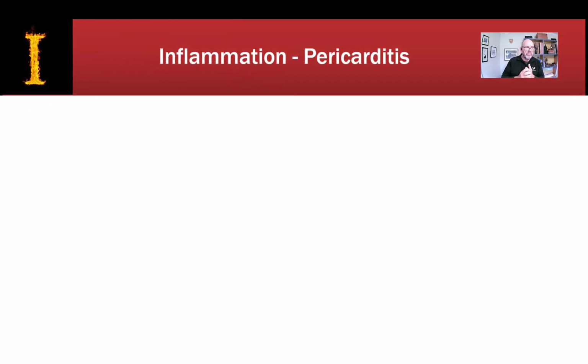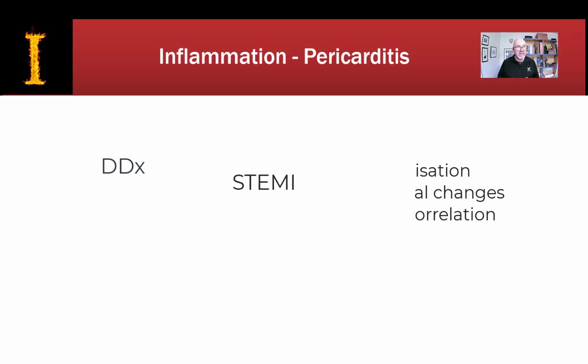From a differential point of view, there are two to consider. The first is STEMI. The main thing to look for is regionalisation of the ST segment elevation, and whether any reciprocal changes to the ST segment elevation would favour the decision that it's a STEMI. And the second point in making a decision around a STEMI is just the correlation of the findings from the clinical examination.